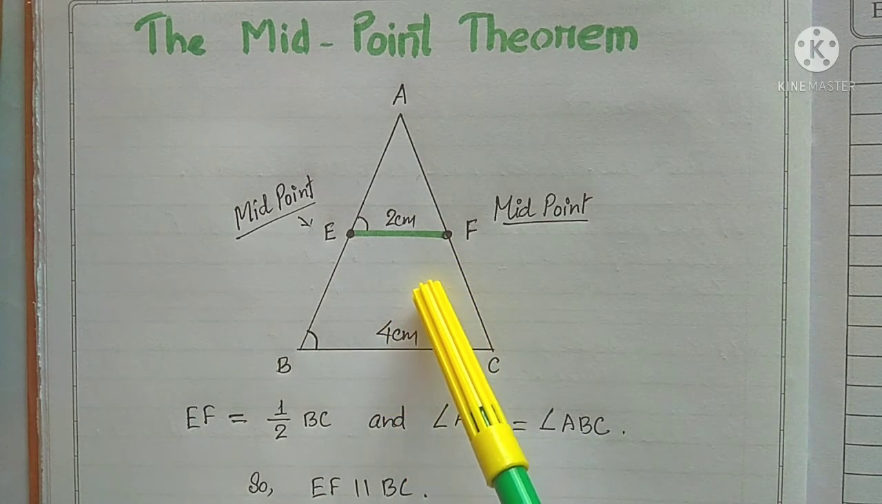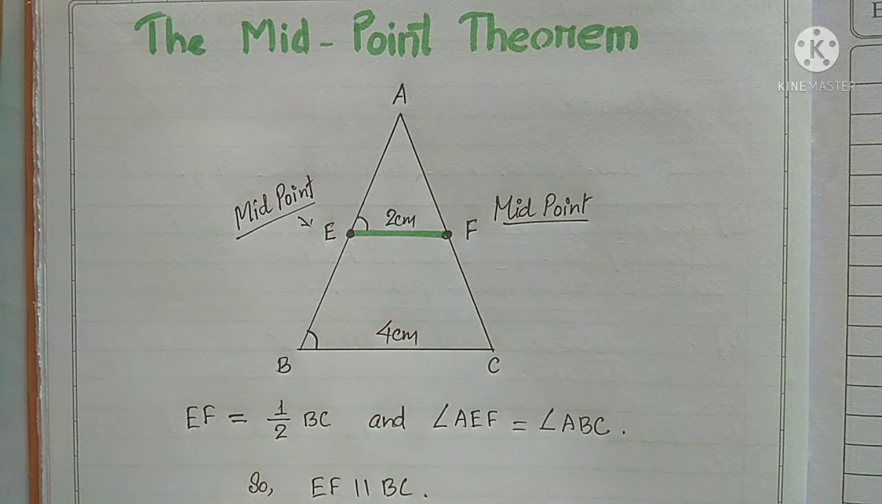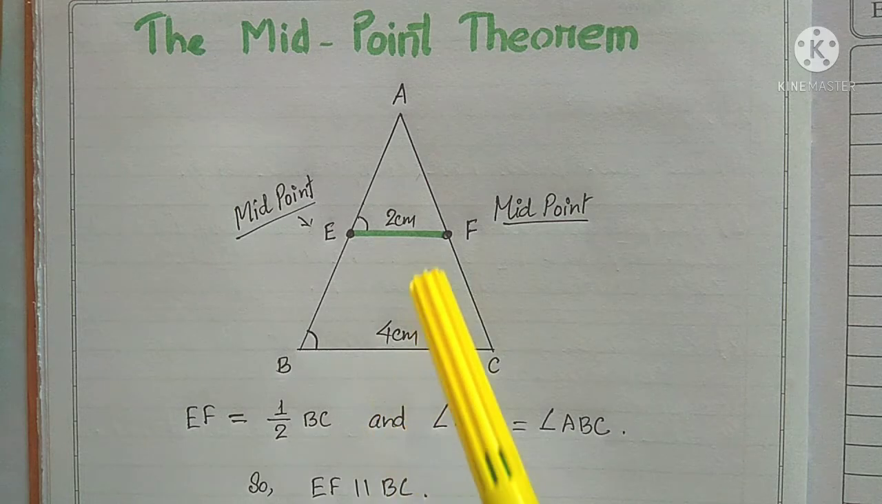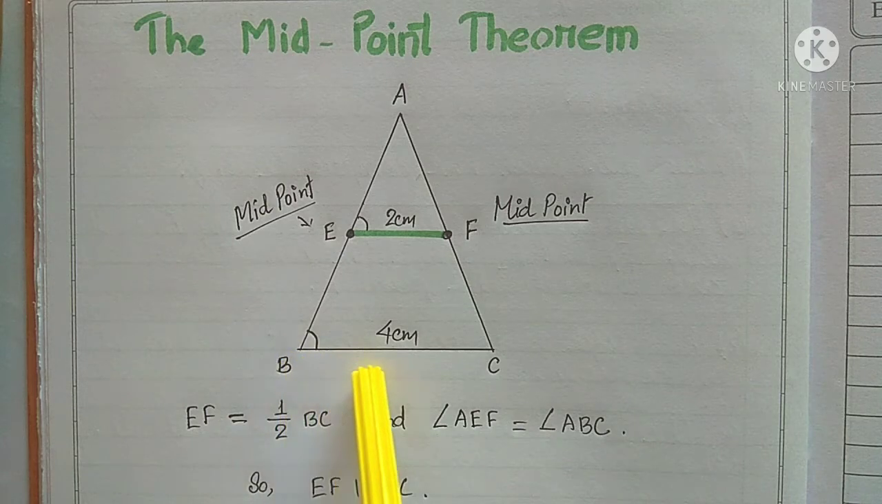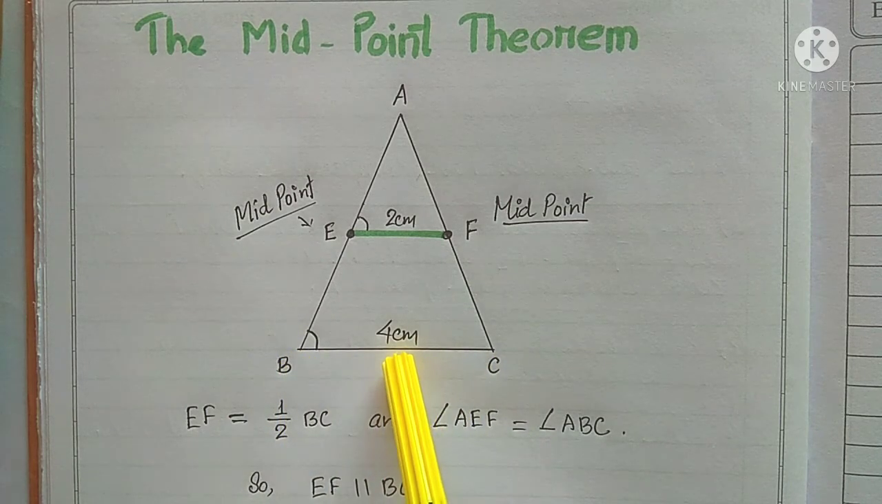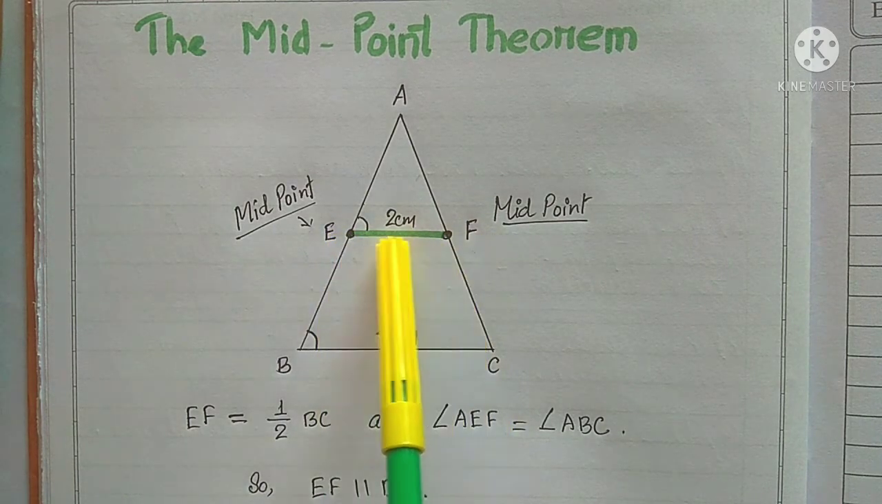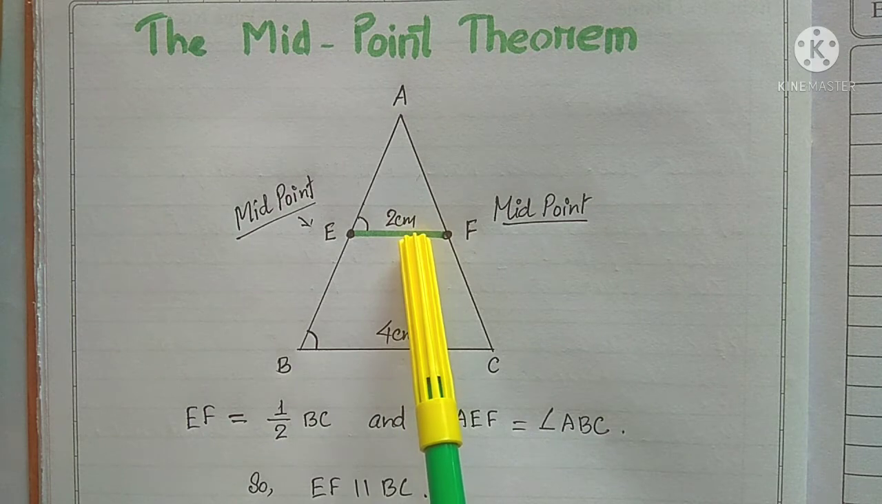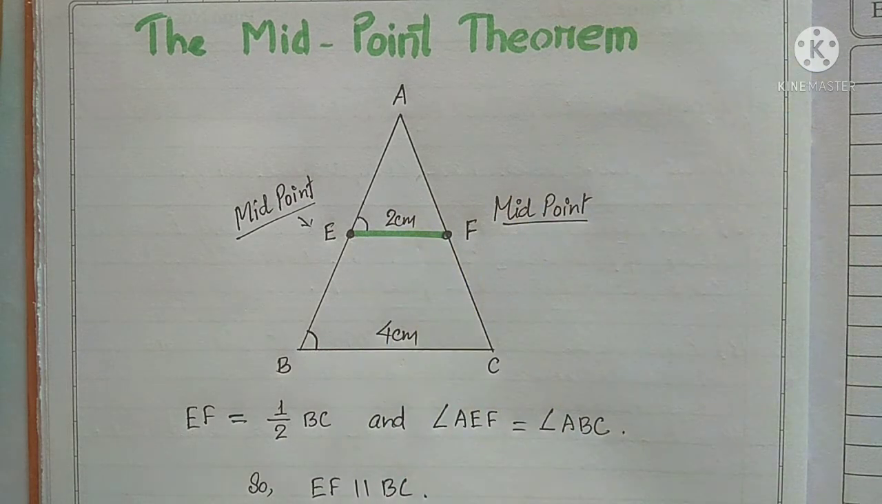So how can we apply the midpoint theorem here actually? In the midpoint theorem, practically you can also do this. For example, we consider the length of this BC side, just for an example, as 4 centimeter. And now E and F are the two midpoints we consider, and the length of EF is 2 centimeter. Is it clear?